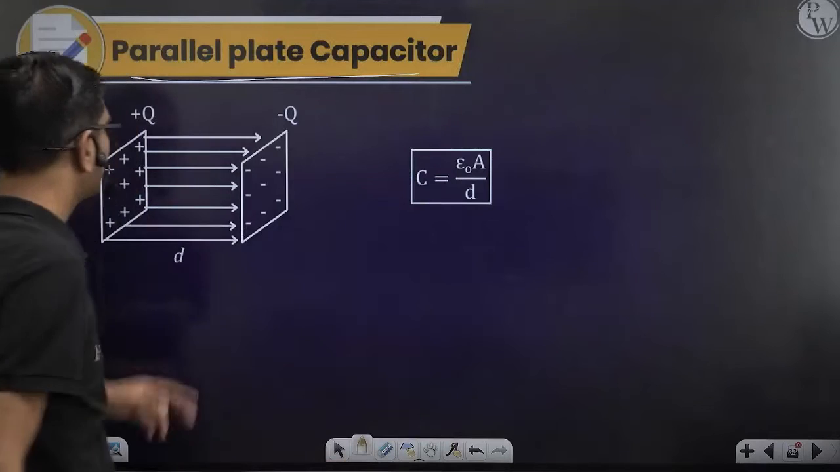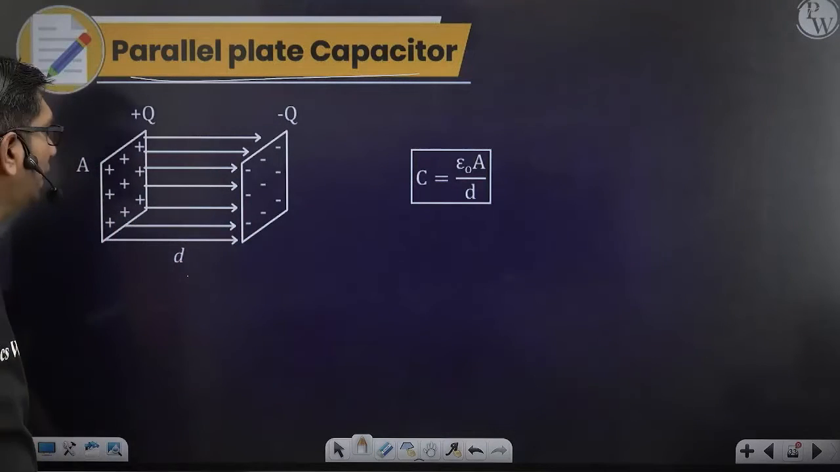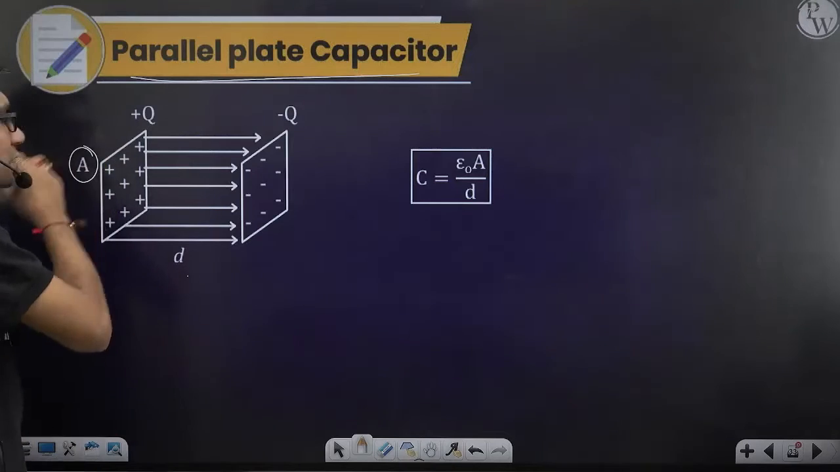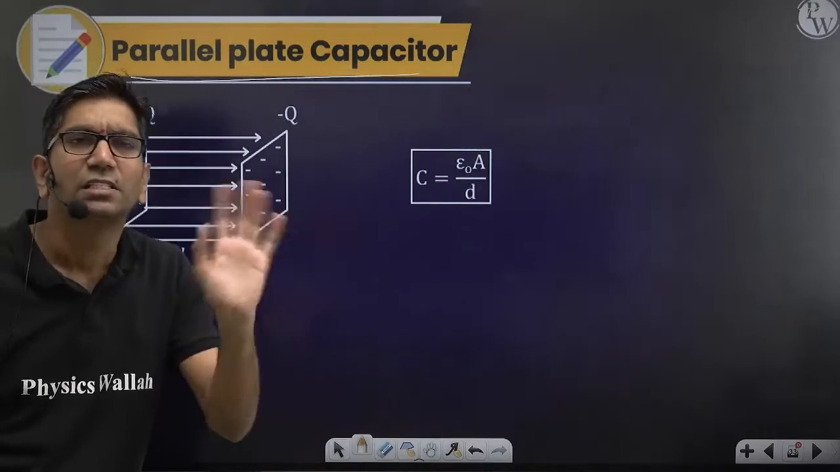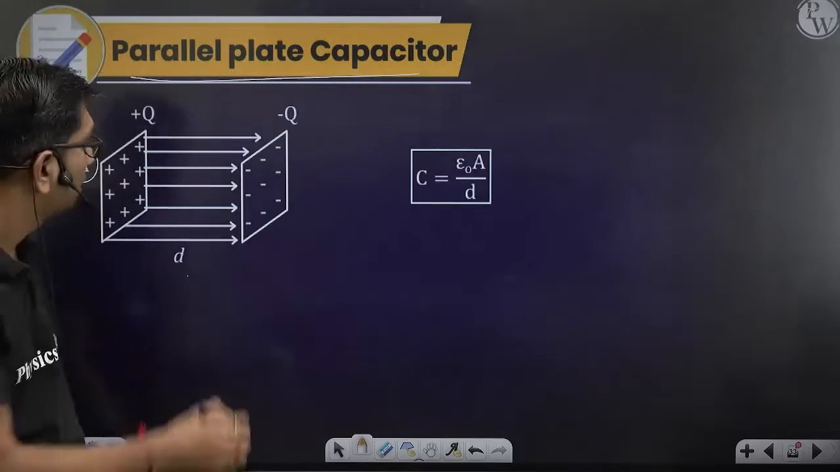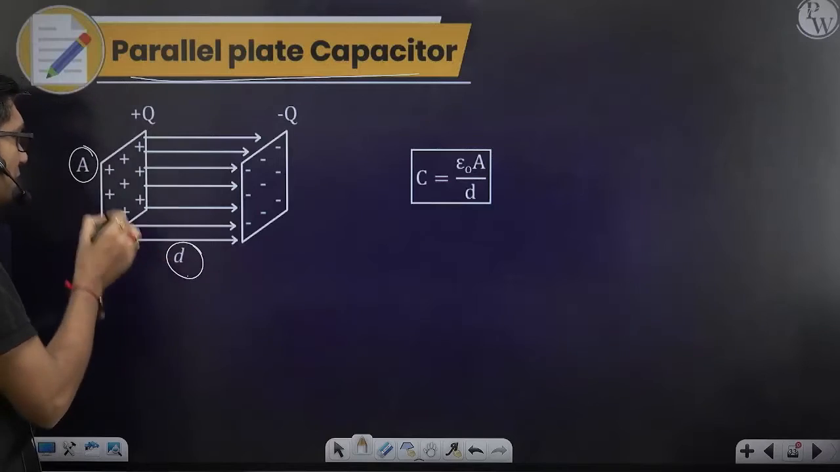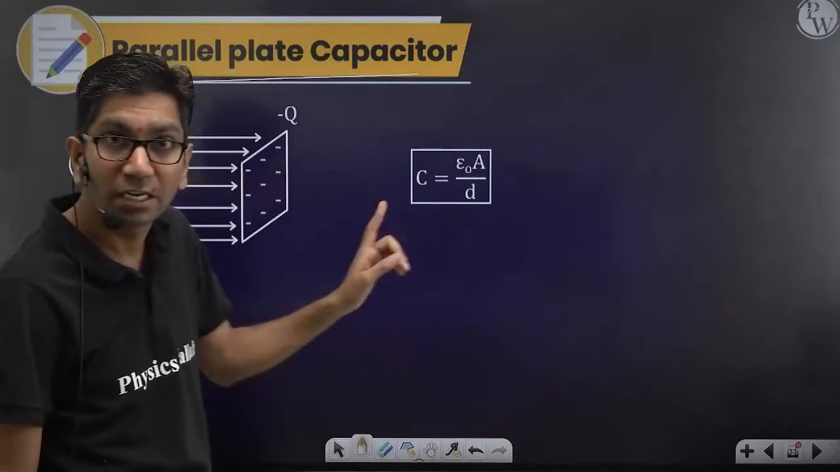Parallel plate capacitor. This is a positive charge. This is a negative charge. The distance separated by them is small d, and the area of cross section of this one is capital A. Capacitance: I said, C equal to Q by V. It doesn't depend upon Q and V. It depends upon dimension, the distance separated by this one and the area. Formula is epsilon naught A by d. Remember this one.